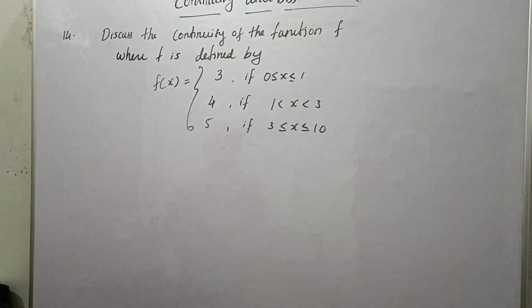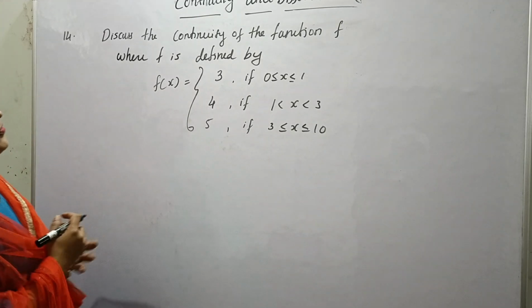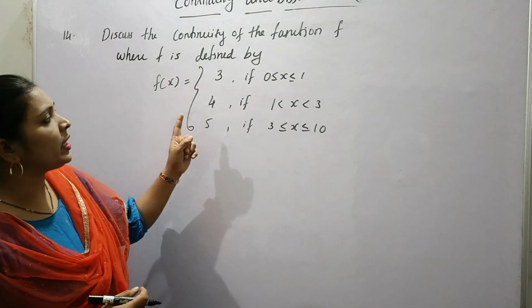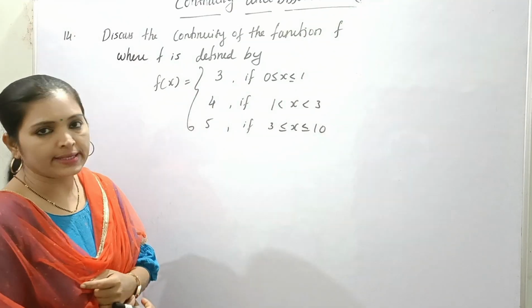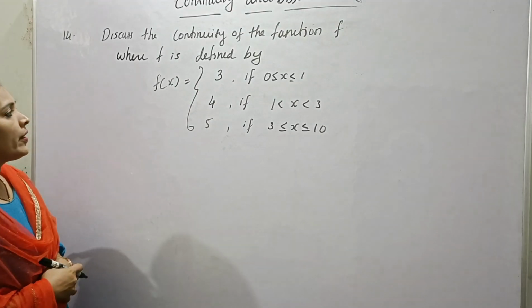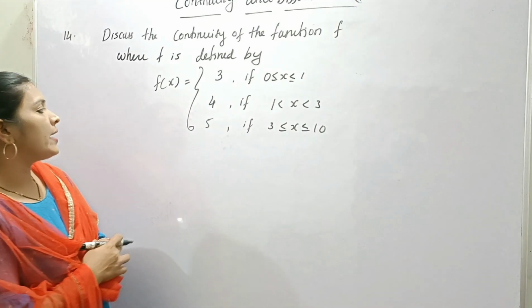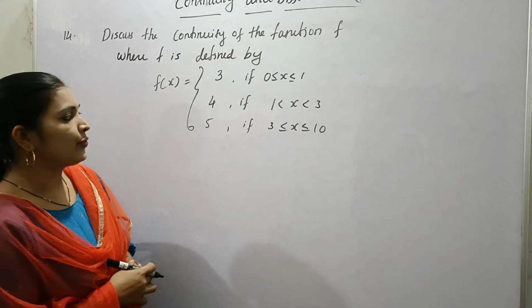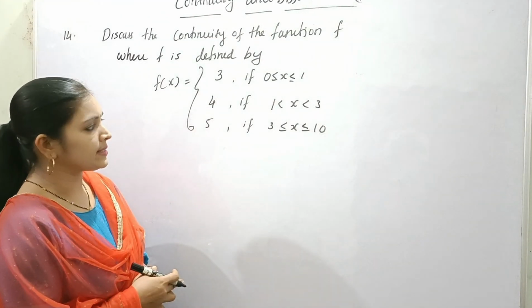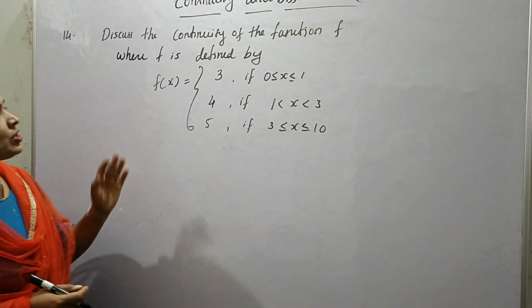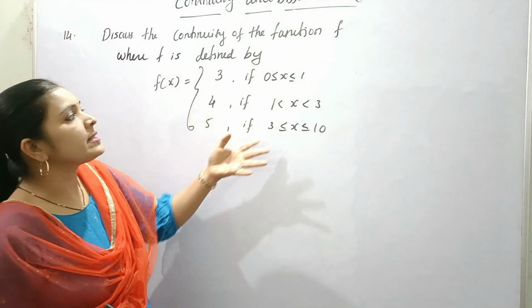See next question. Discuss the continuity of the function f where f is defined by f of x is equal to 3 if 0 less than or equal to x less than or equal to 1. f of x is equal to 4 if 1 less than x less than 3, and f of x is equal to 5 if 3 less than or equal to x less than or equal to 10. See here, the function is a constant function in these intervals, right?